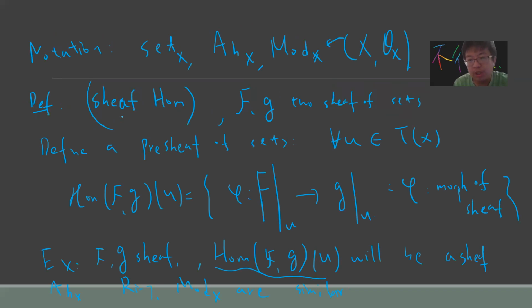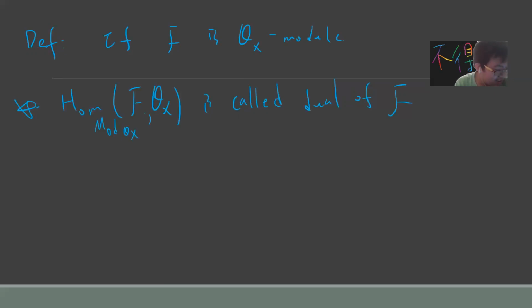Okay, so once we have this type of morphism of sheaves, then we can define similar things like kernel and cokernel. So now I can define: somebody gives you f and g, morphisms of sheaves of abelian groups. Then you can define a kernel and a cokernel.